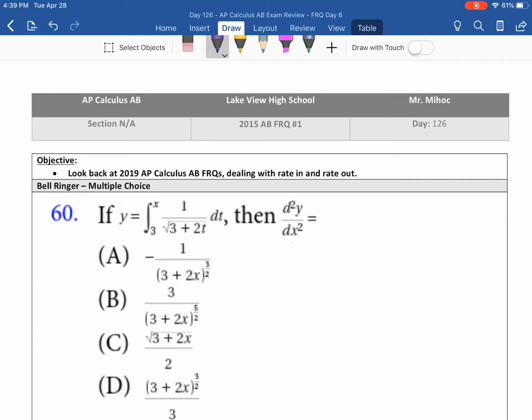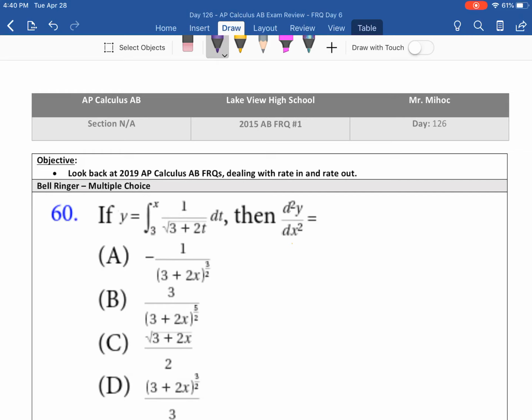Today we're actually going to be looking at another AP Calculus exam, since we finished in our previous lesson the 2019 free response question. So today we're going to be looking at a different year's administration. But let's get to our warm-up first, and then we'll get to our free response question of the day.